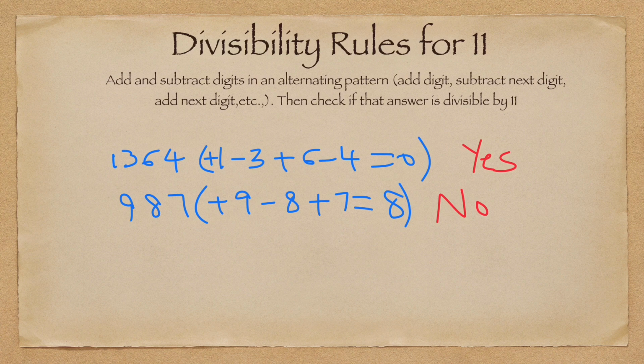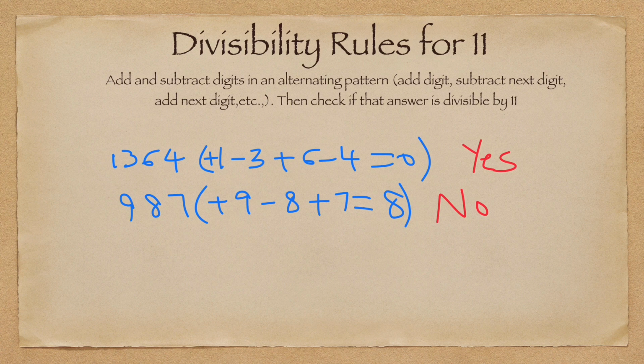Divisibility rule for 11. Add and subtract digits in an alternating pattern. That means you have to add one digit, subtract one digit, add one digit, subtract one digit. You have to do it like this. You can understand through this example. 1364. Take 1 and then subtract 3, then add 6, then subtract 4, gives you 0. So you got 0, and so we can say 1364 can be divided by 11 exactly.